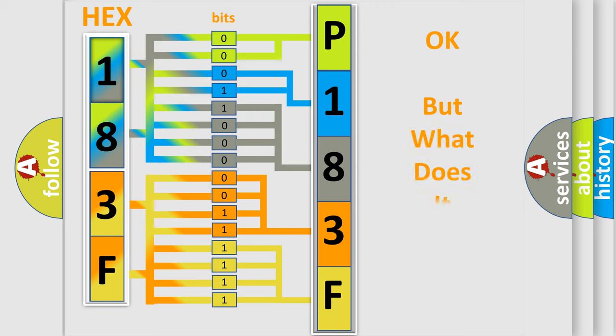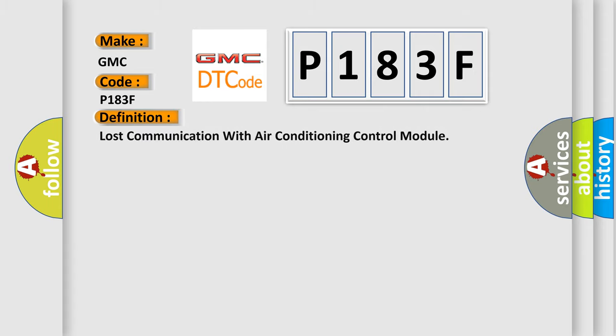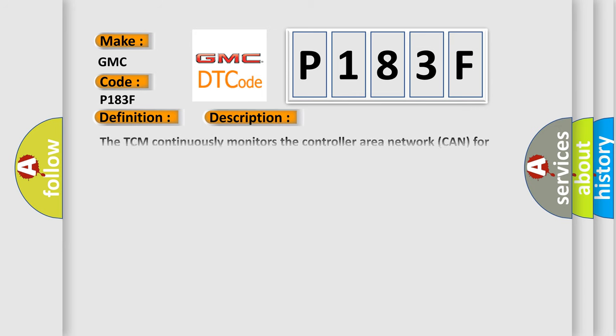The number itself does not make sense to us if we cannot assign information to what it actually expresses. So, what does the Diagnostic Trouble Code P183F interpret specifically for GMC car manufacturers? The basic definition is lost communication with air conditioning control module. And now this is a short description of this DTC code.